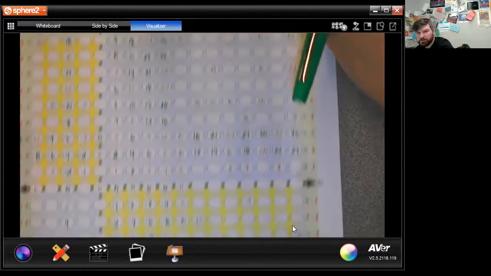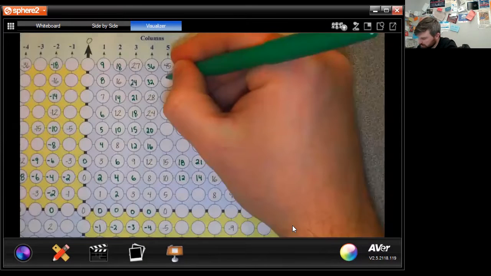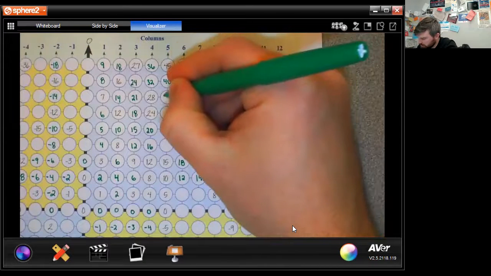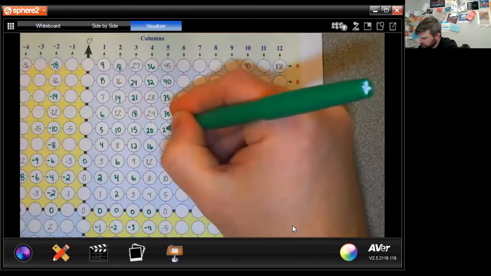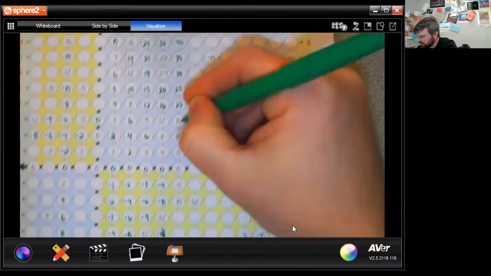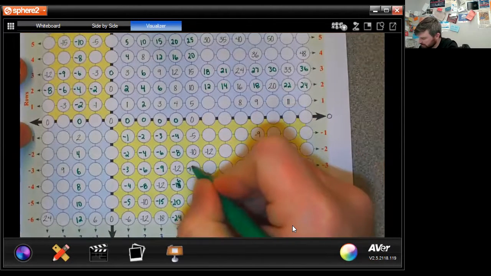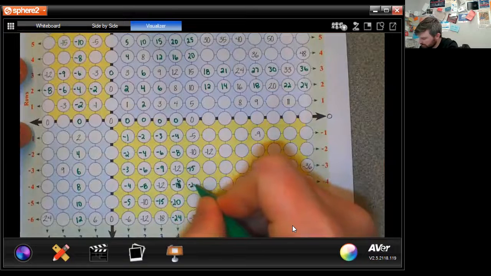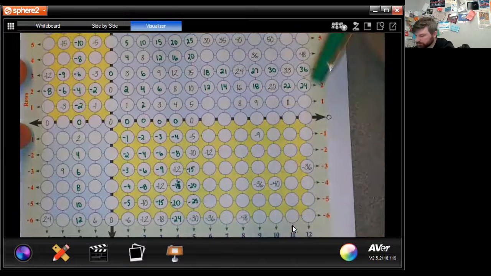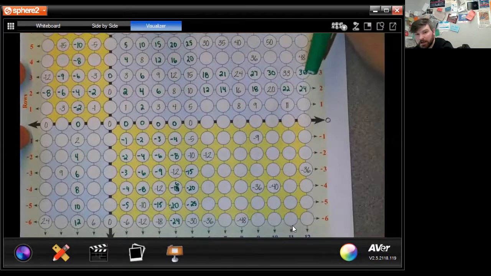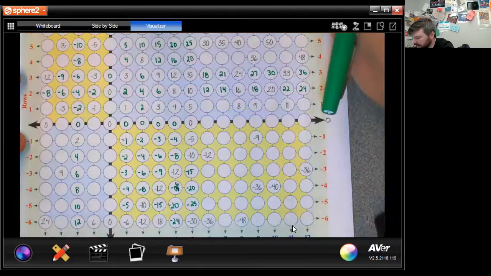And the last column they want us to do here is column 5. So we're just going down by 5. So 45, 40, 35, 30, 25, 20, 15, 10, 5, 0. Then negative 5, negative 10, negative 15, negative 20, negative 25, and negative 30. Okay, and we're actually going to complete this whole thing. That way we have it done.